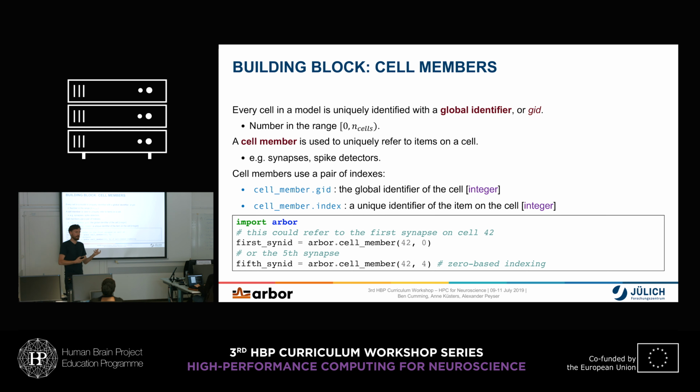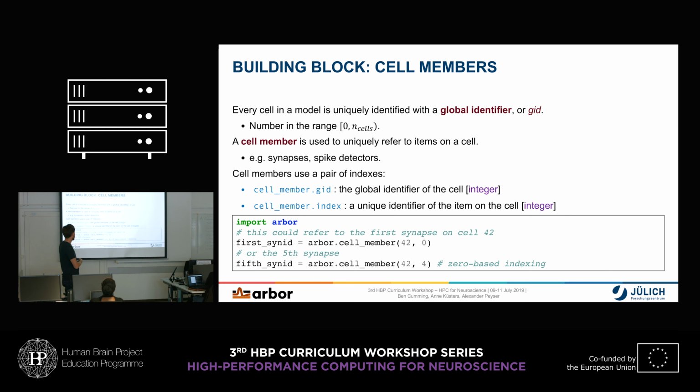Every single cell in the model has a unique number associated with it. So if we've got n cells in the model, the cells are all numbered contiguously from 0 up to n cells minus 1. We always use 0-based indexing, so we start counting at 0 everywhere in Arbor, which is the usual way that Python works, and C++ as well. First of all, we use this GID to identify which cell we're talking about, and then we use a second number, the index, to refer to the thing on that cell.